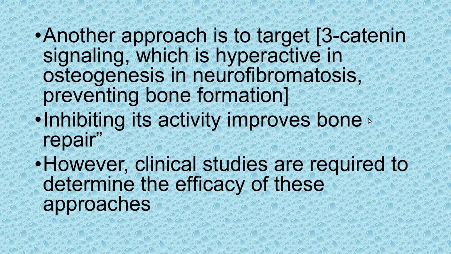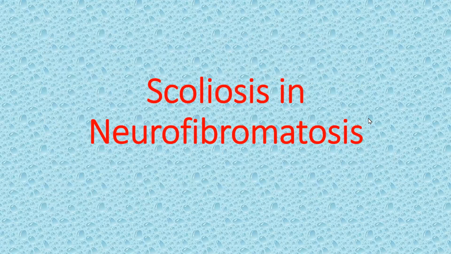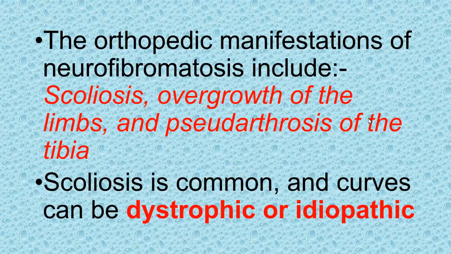Scoliosis in neurofibromatosis is a topic that we take into serious consideration as spine surgeons. The orthopedic manifestations of neurofibromatosis include scoliosis, overgrowth of limbs, and pseudarthrosis of the tibia. Scoliosis is common, and curves can be either dystrophic or idiopathic.